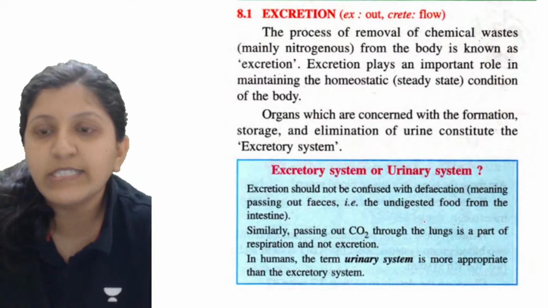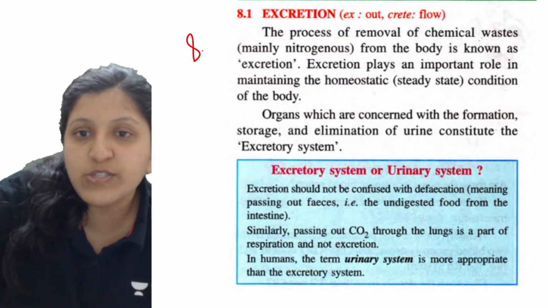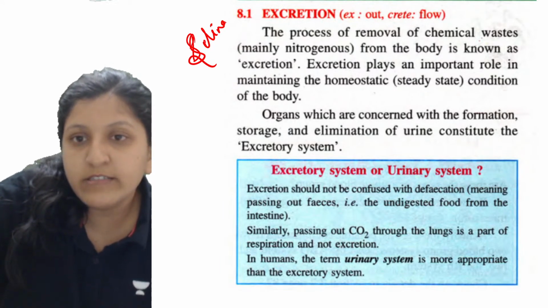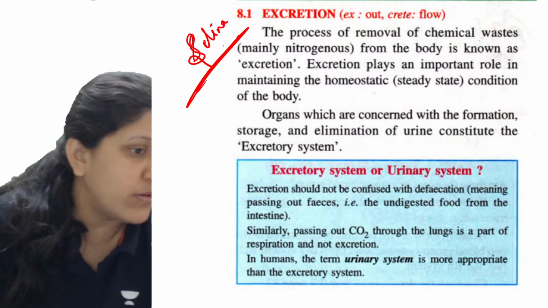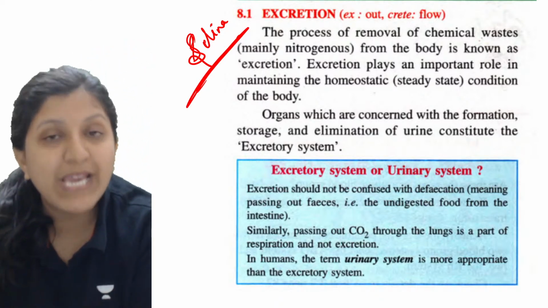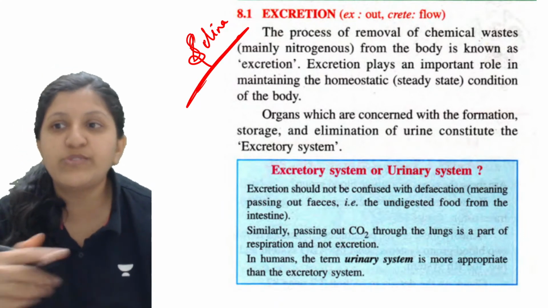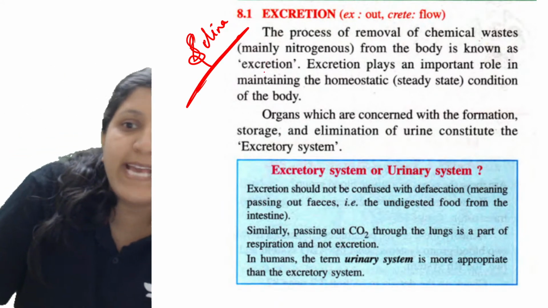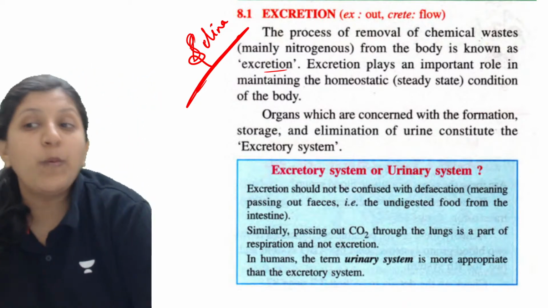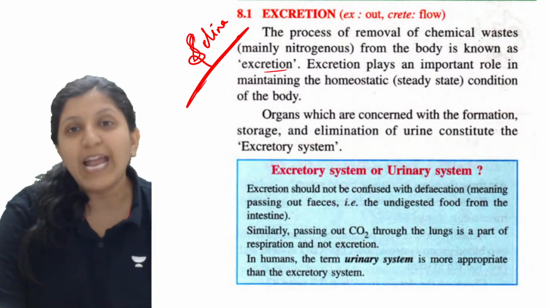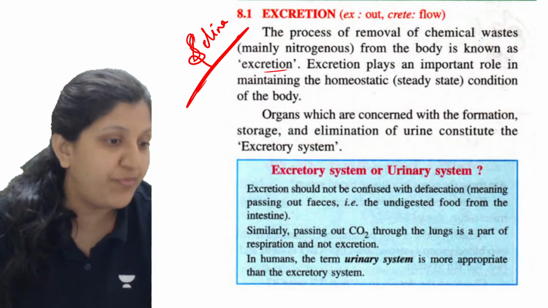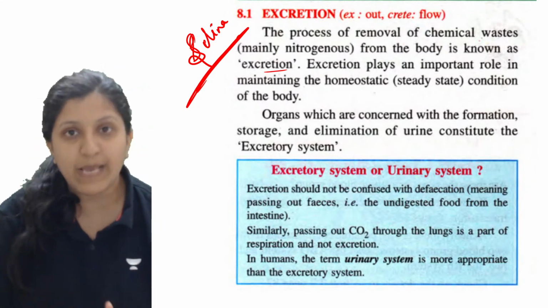So let's have a look at the Selena textbook. So this I have added from Selena. And I hope you are all also referring Selena itself. So the process of removal of chemical waste, mainly the nitrogenous waste from the body, that we call excretion, where this plays a main role in maintaining the homeostatic condition. So what is that homeostatic condition? So maintaining that concentration of blood throughout the body same.